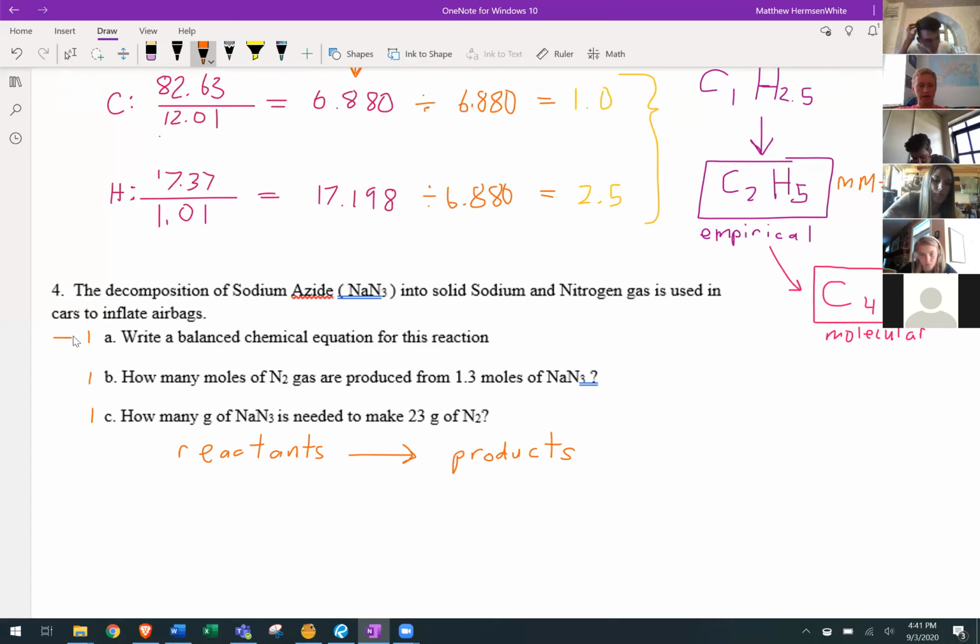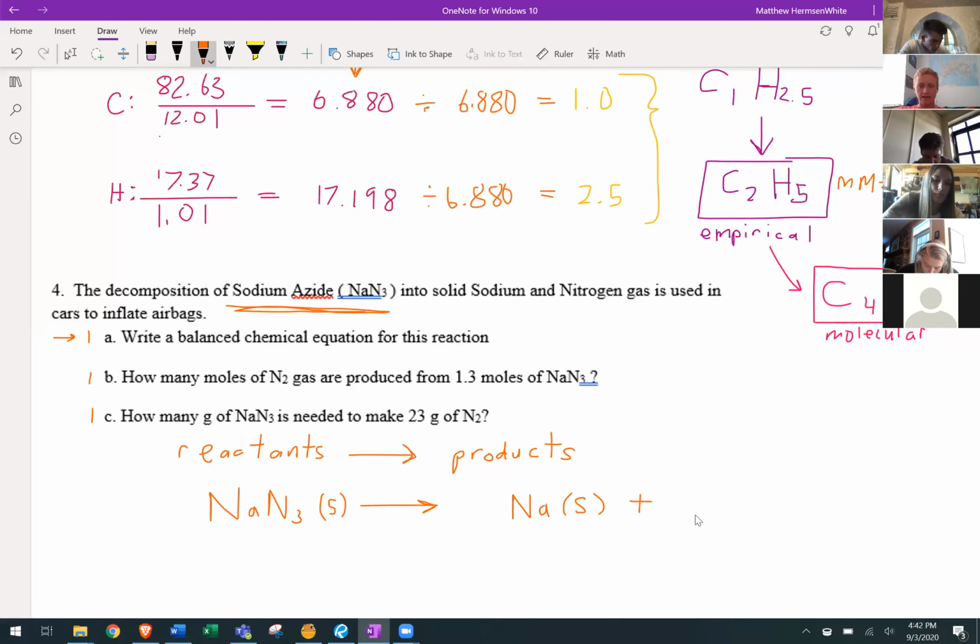So let's do part A. Write a balanced chemical equation for this reaction. So what is being reacted in this one? So it says you are decomposing sodium azide, NaN3, and it didn't say it was solid there, but I should have put that. And then you put what the state of matter is in parentheses. So that (s) means it's in a solid form. And it tells us it's producing solid sodium, which is Na, and (s) for solid.